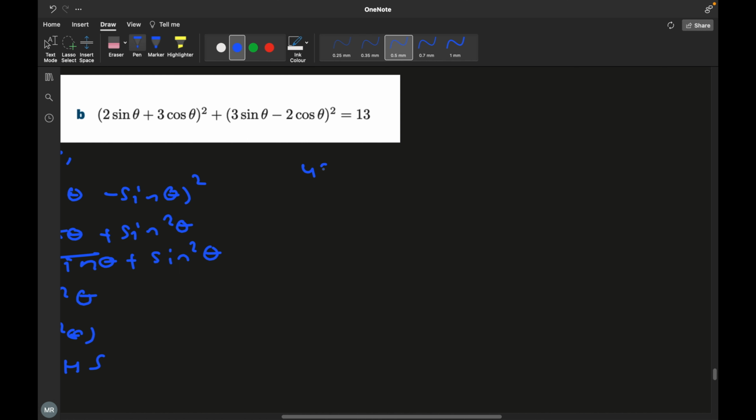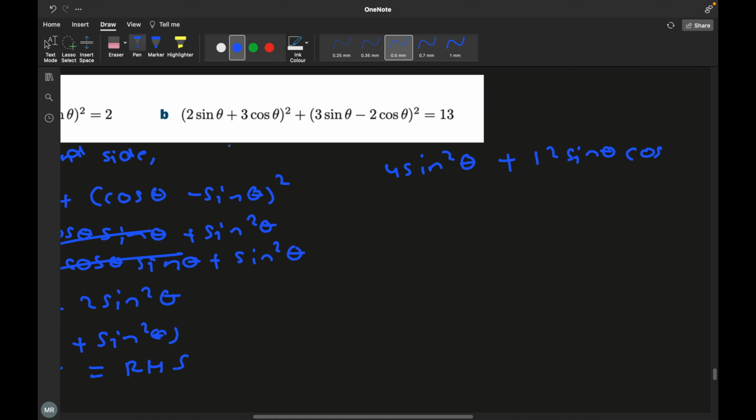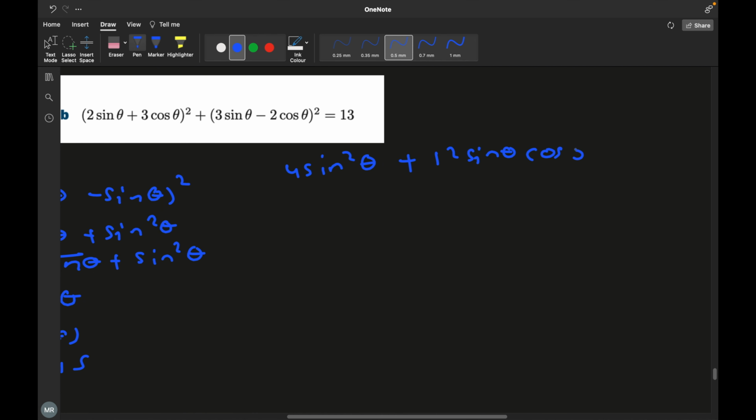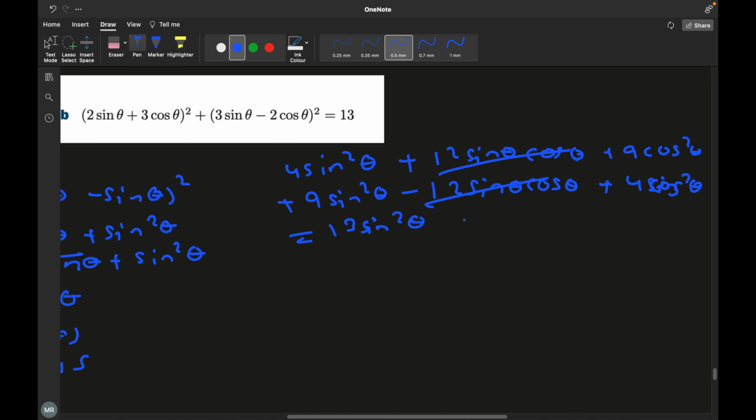This is also very simple. 4 sine squared theta plus 12 sine theta cos theta plus 9 cos squared theta. I'm not going to write the whole step, I'm just going to directly get into this. We have 9 sine squared theta minus 12 sine theta cos theta plus 4 cos squared theta. This gets cancelled. Sorry, this is cos, I'm so sorry. So this is going to be 13 sine squared theta plus 13 cos squared theta.